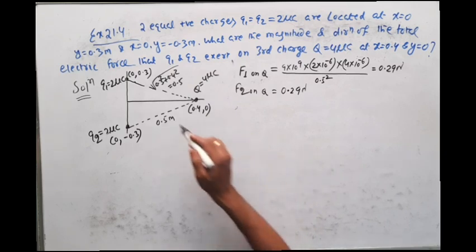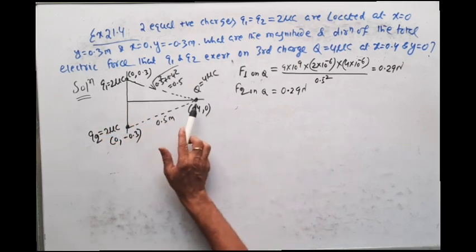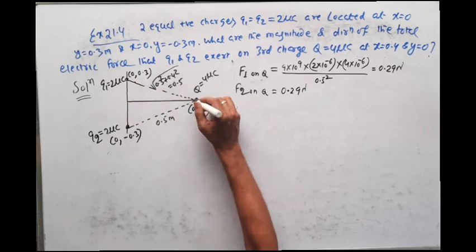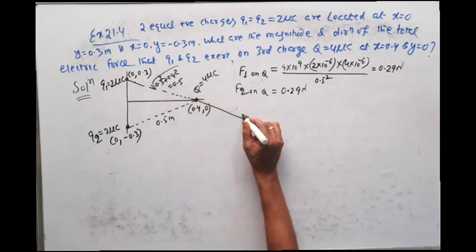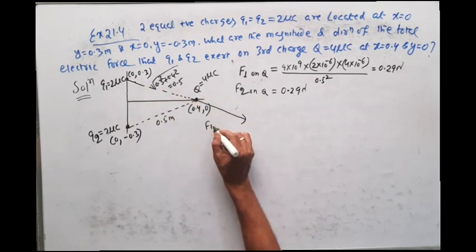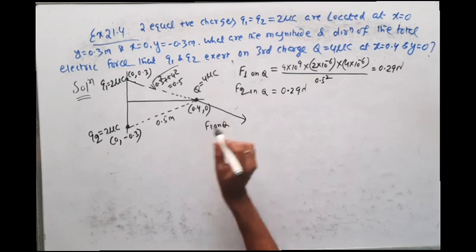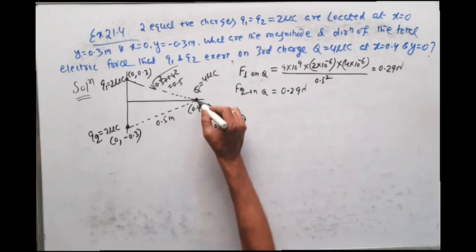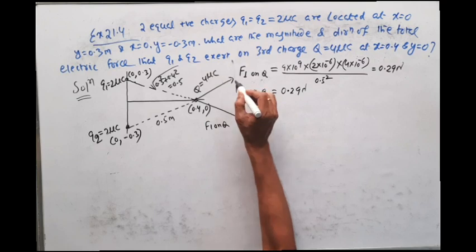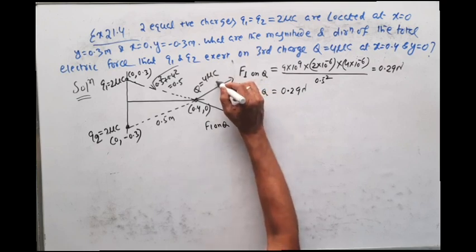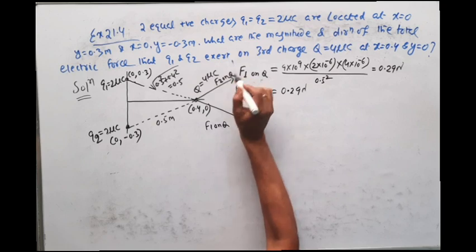And what is the direction? You see, this is positive. This is positive. So this positive charge will repel this positive charge along this direction. So this is your F1 on Q. Similarly, this is positive. This positive will repel this positive by the same force. So here it is, that is F2 on Q.